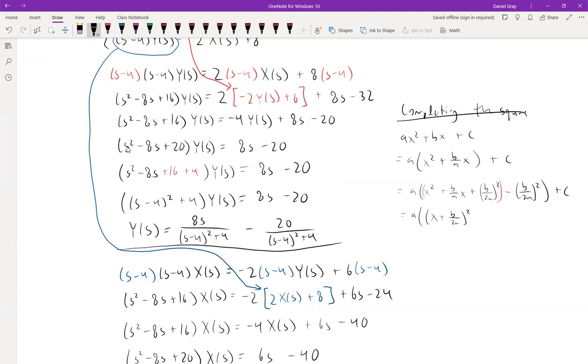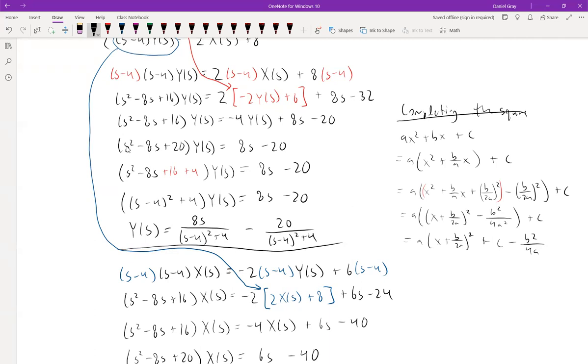So then what's going to be left over here? Well, I'll go ahead and FOIL it out here. So b squared over 4a squared, and then plus c. And so this just turns into a times x plus b over 2a, quantity squared. I'll distribute this a over here, so we're going to get a plus c minus b squared over 4a. And so that's how you complete the square always, right?